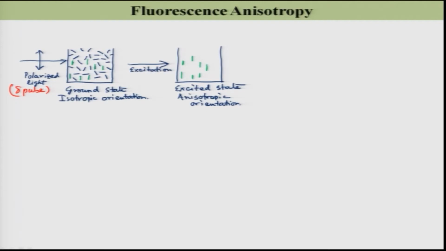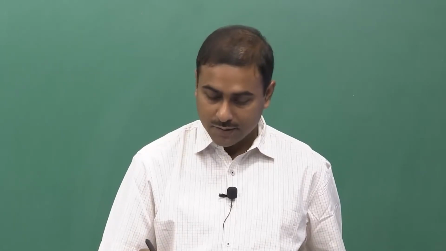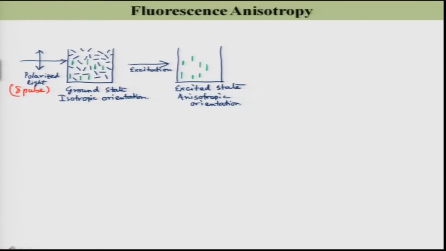Now, when this molecule comes back from the excited state to the ground state, it will emit radiation. Obviously, it has radiative and non-radiative pathways, but let us consider the radiative pathway. It will emit a photon, and the polarization of this photon at early time will be along that particular direction, in which the transition moments of the molecules are oriented in the excited state. So, the emission will also be in the same direction. In the early time, the electric field of the emitted light will be like this.